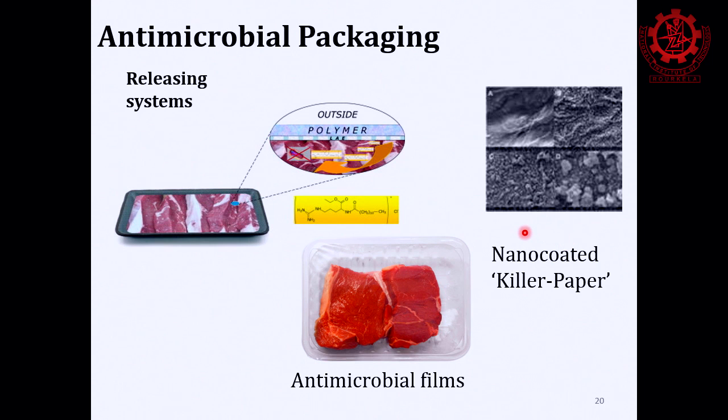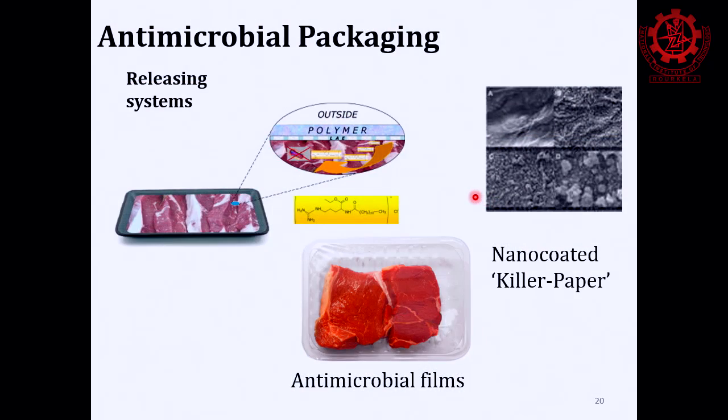And in Israel, they developed this nano-coated paper. So they have some nanomaterial. I remember somebody gave the example of silver. Yeah. So some of these antimicrobials are coated on the paper, and then you use the paper to wrap your food product where there's a possibility of growth of microorganisms.